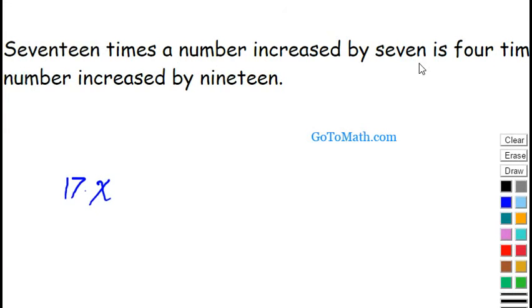Increased by 7, so that means we're going to add 7 to it, is equal to, because is represents the equal sign, 4 times, that says times there if you can't see part of it. So 4 times a number, there's an a over here to the right of times, 4 times the number increased by 19. Increased by 19, right? Okay, so there we go.